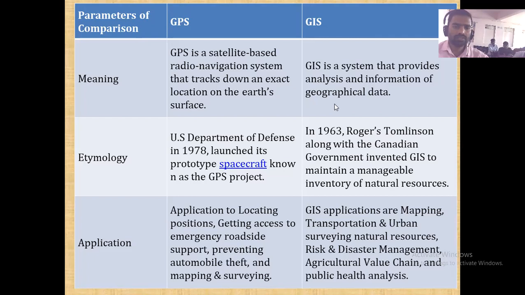Then GIS, in 1963, Roger Tomlinson, along with the Canadian government, invented GIS to maintain a manageable inventory of natural resources.